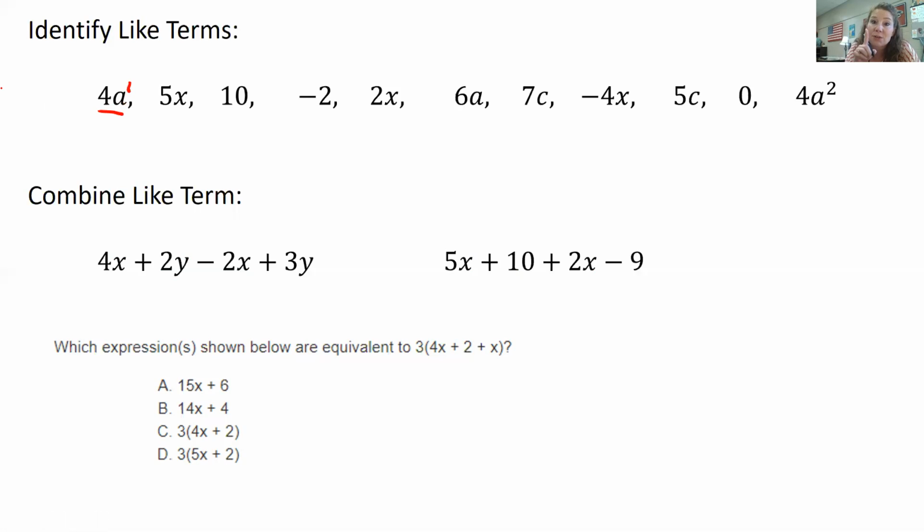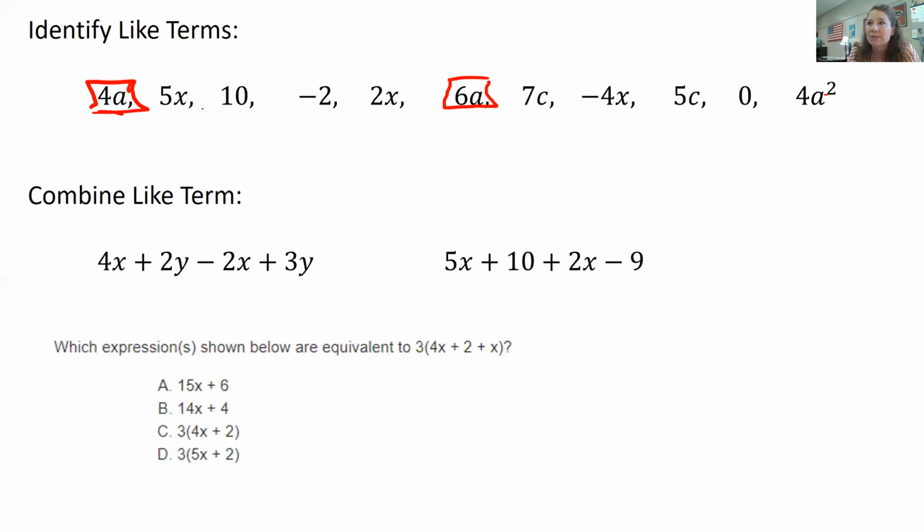So 5 to the first power is 5. 6 to the first power is 6. If I don't see an exponent, it's a 1. So 4a to the first power, or just 4a, is like, what else? What is like 4a? Well, x and a are not the same variable, but look at 6a. 6a to the first power. And look at the last term. I see an a, but look at the exponent. They're different. So 4a squared is not like 4a and 6a.